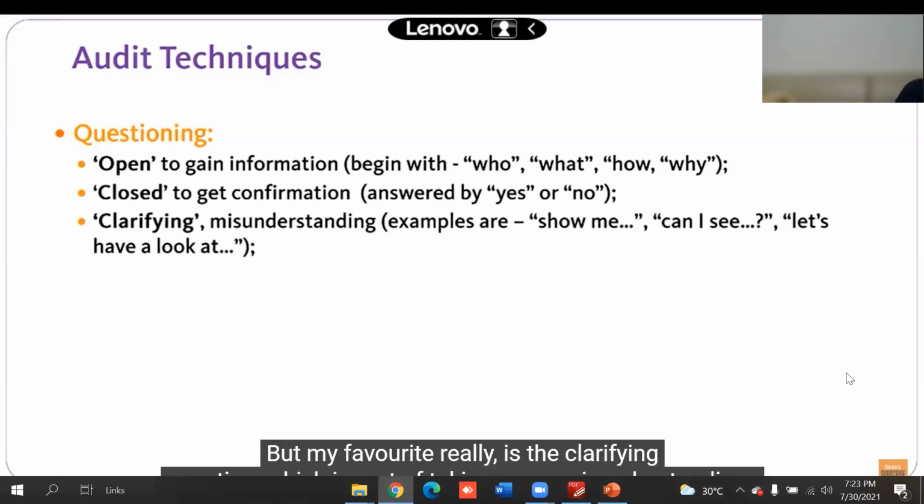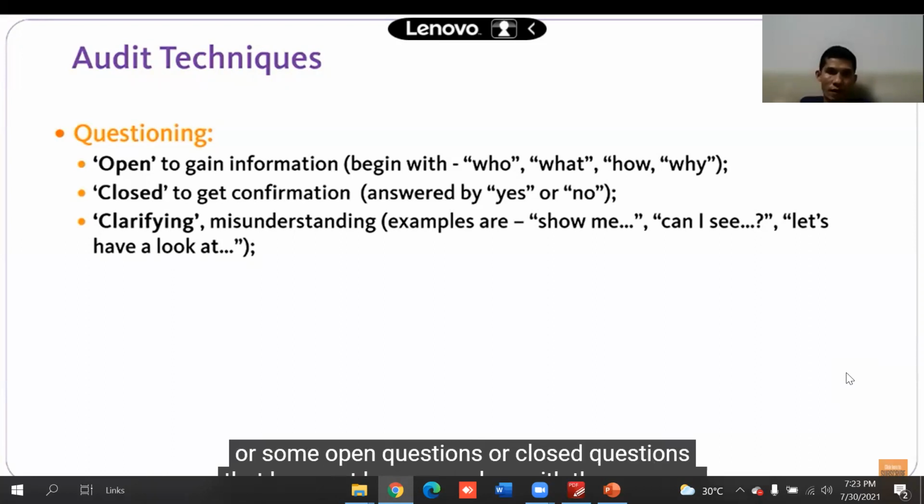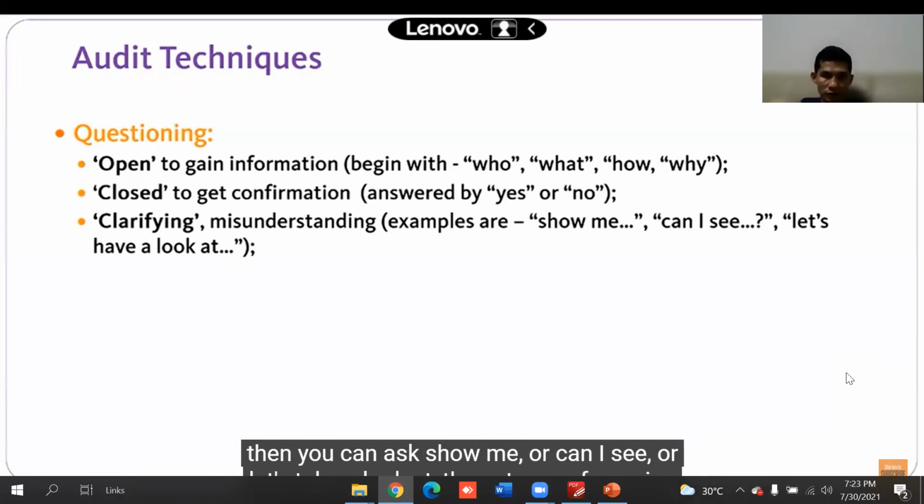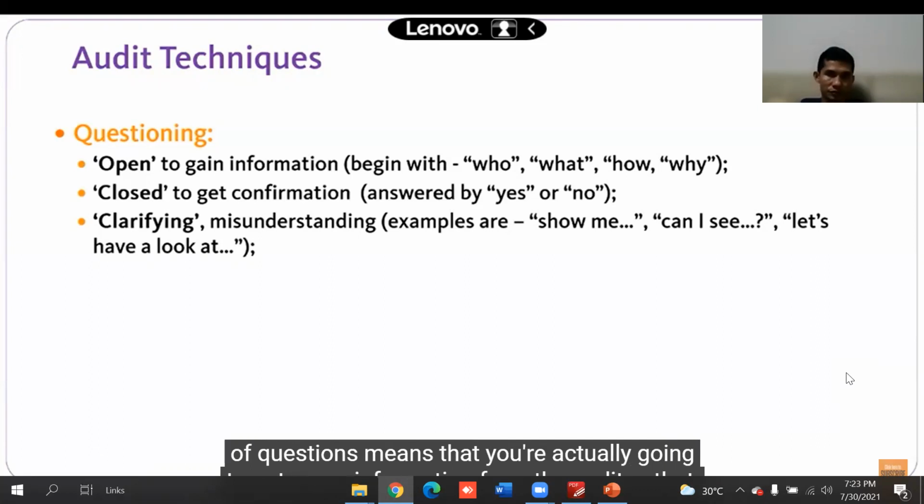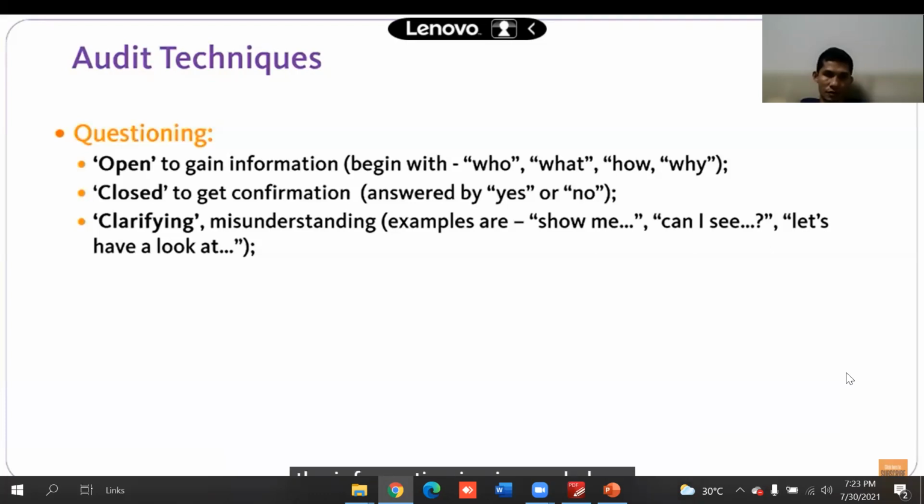But my favorite really is the clarifying question, which is used when maybe there are some misunderstandings, or open questions or closed questions have not been very clear with the answers. Then you can ask, show me, or can I see, or let's take a look at. Those types of questions mean that you're actually going to get some information from the auditee that hopefully clarifies some misunderstandings, or clarifies in your mind as an auditor that the information is nice and clear.